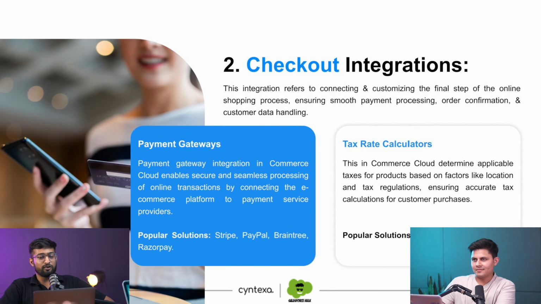Then we have the tax rate calculators. For payment gateways, we can definitely do third-party integrations like Stripe. We can go for Adyen or PayPal. Braintree is a good example. Or if the cartridge doesn't exist, and if a payment gateway provides an API, we can definitely integrate it. The next thing is the tax rate calculators.